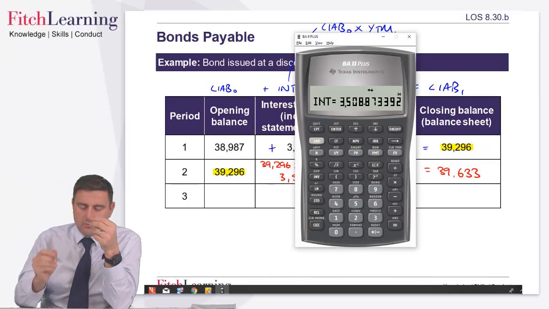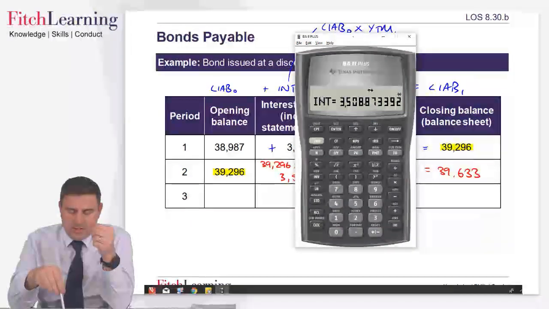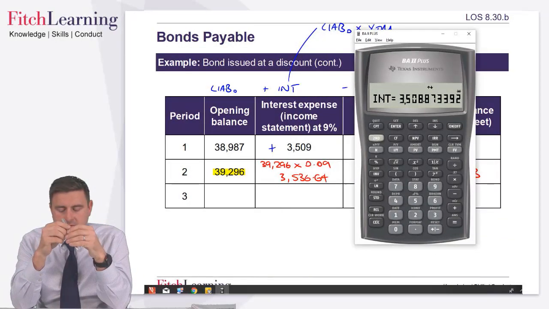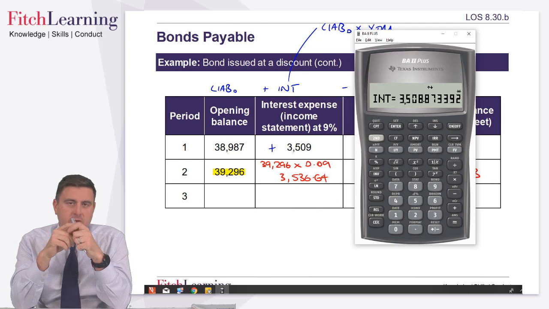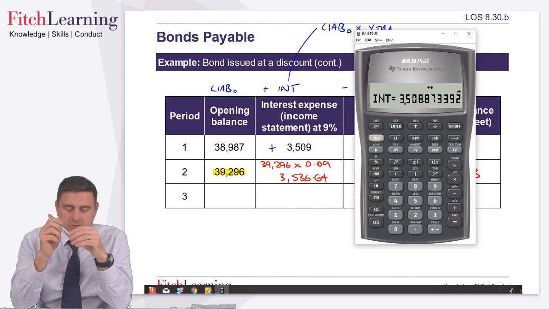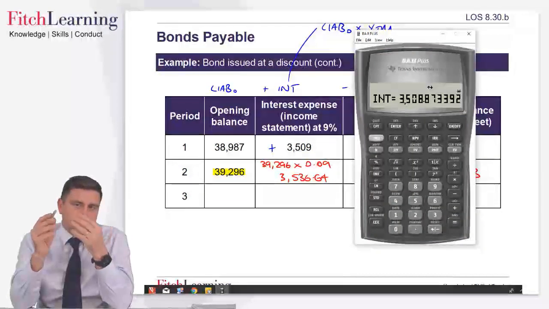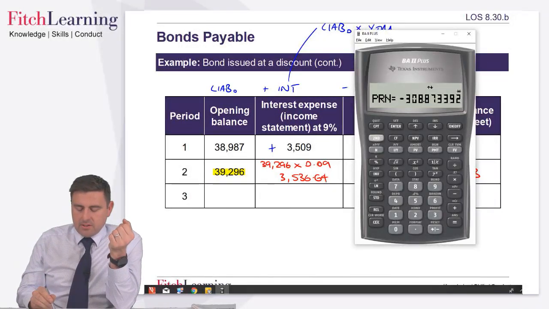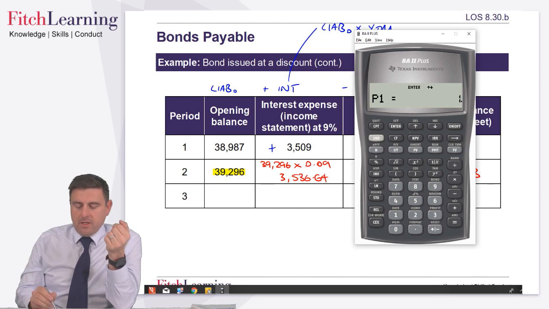And then if I go down just once more, interest, you'll recognize that number. That's 3508.87 or 3509 rounded, which is year one interest expense. So really useful to have to pick out the relevant years. And if I wanted to reconcile, for example, let's say year two, then I go back to P1 because I want year two now.